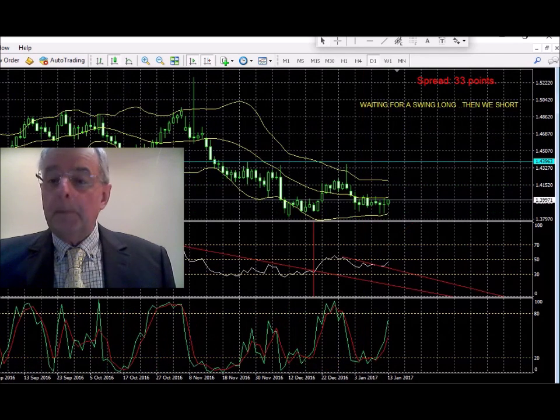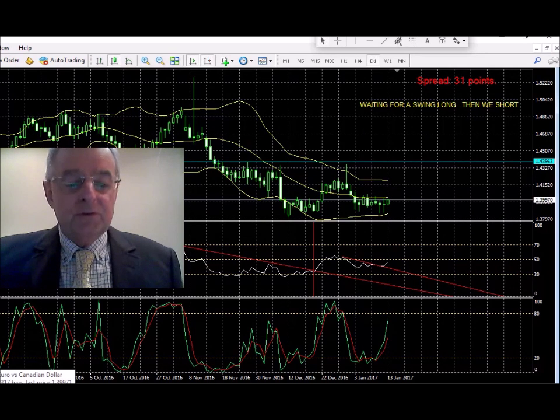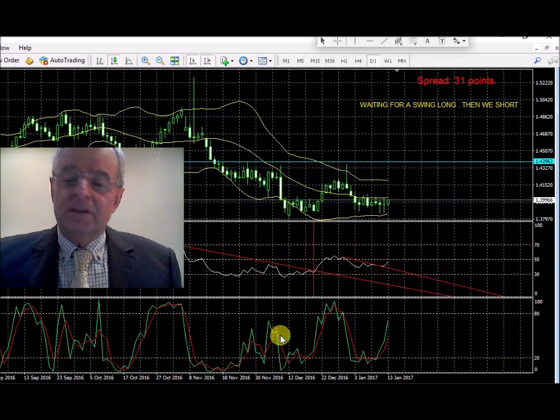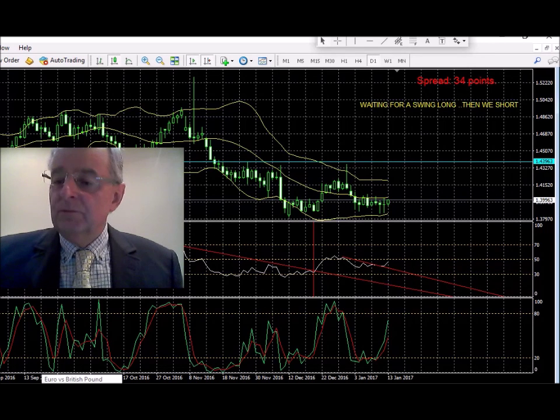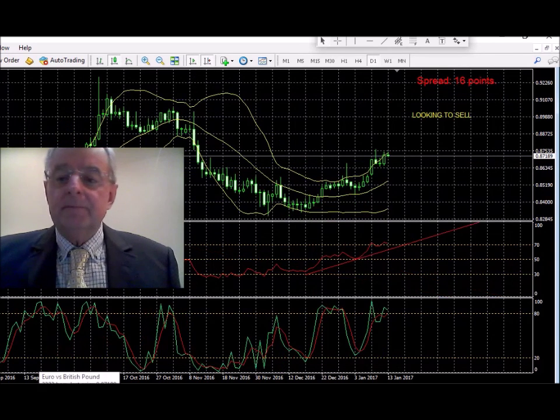Euro CAD. We're waiting for that to swing long, and then we'll short it. It's done nothing much. It's just sort of hanging about the bottom. It has broken this trend line today, so we're thinking that maybe that's going to go up. But it is a swing trade long. That's nothing that we would take. We only want the shorts. So no, we'll leave that one for a bit.